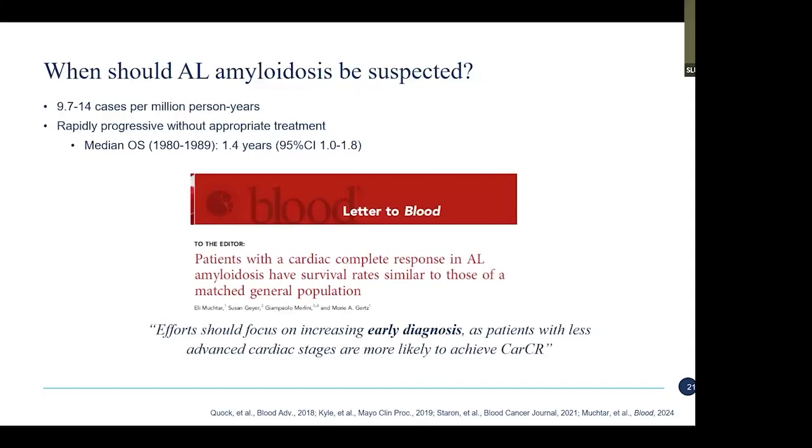that this letter came out looking at a study that shows that people that have a cardiac complete response to AL amyloidosis have a normal life expectancy, which is pretty incredible in today's modern era compared to the 1980s, where the median survival was a year and a half. And so the key to this is really early diagnosis for AL amyloidosis to get that cardiac complete response.